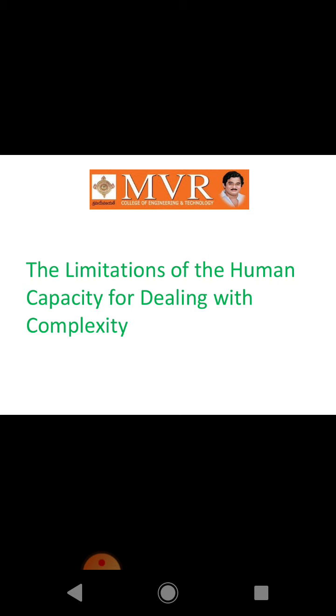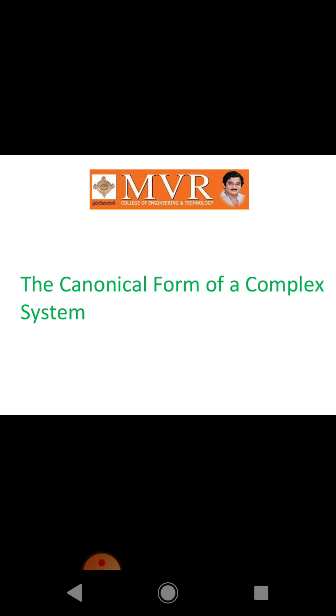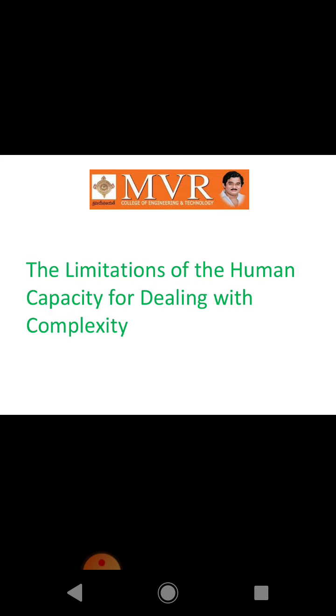And the next point is the limitations of human capacity in dealing with complexity. Before that, a few points on the canonical form of complex systems that we will also discuss. Combining the concept of class and object structure together with the five attributes of complex systems, we find what virtually all complex systems take on: the same canonical form. Here we see the two orthogonal hierarchy systems, its class structure and its object structure.